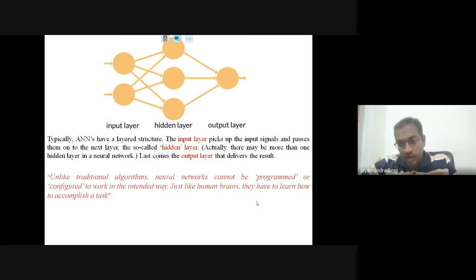If that decision is wrong, then it has to process back. That's why it is called learning. So these algorithms are not programmed algorithms; they are learning algorithms. They learn things until they get the required output, until they get the required set of weights, until they get the required set of decisions. I'll explain next.